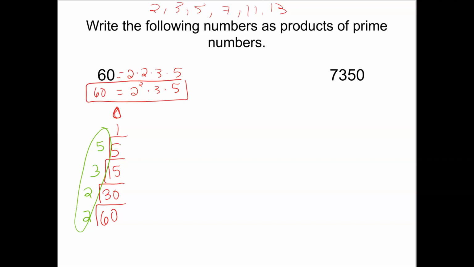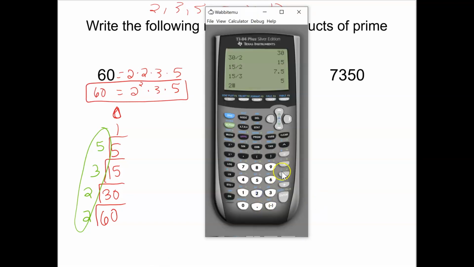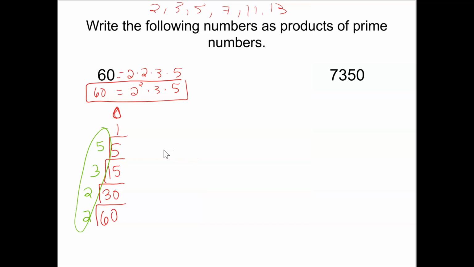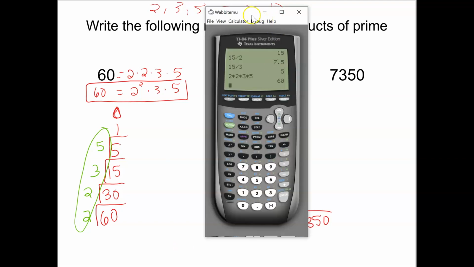Now, how can you always check and make sure you're right? Just multiply it. 2 times 2 times 3 times 5, 60. We can even do the same process for big numbers. Start at the bottom of the cake. I actually know that this number is even because it ends in a 0, but I don't know it off the top of my head.